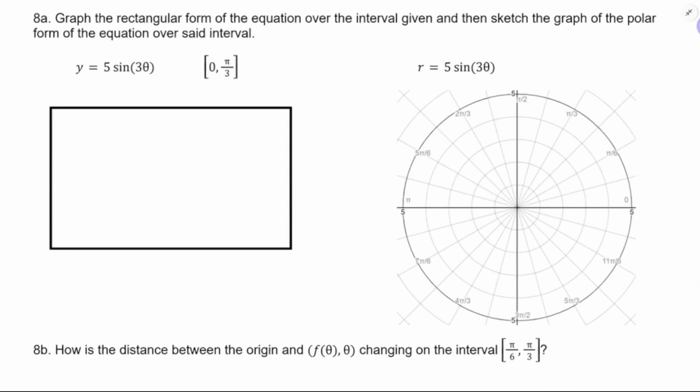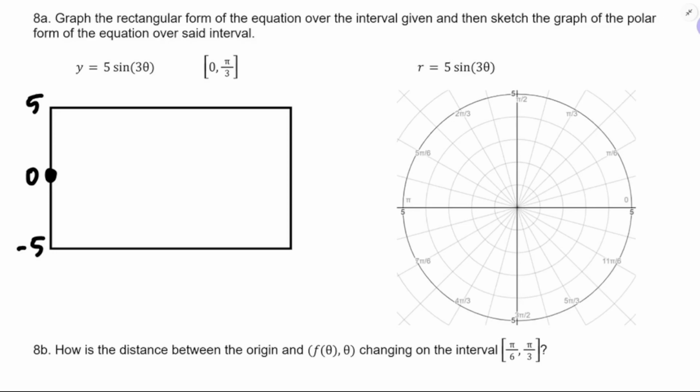Okay. 5 sine of 3 theta. It doesn't matter if the input variable is theta or x or whatever. We're graphing on the box the way we used to, and then we're going to graph it in a polar world. So y equals 5 sine of 3 theta. It's going to start at 0 and have an amplitude of 5.